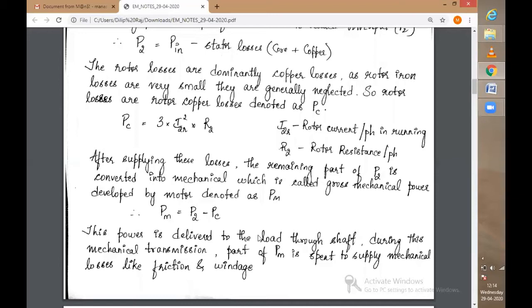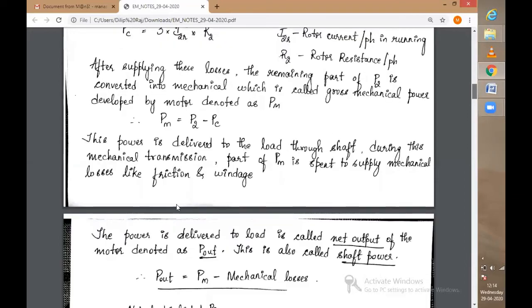During this mechanical transmission, a part of PM is again spent to overcome the mechanical losses like friction and windage losses. The final power which is delivered to the load is called the net output of the motor, represented as P out, or it is also called shaft power or useful power. So P out is given by PM minus mechanical losses. What we give as input to the stator is P in, and what we are getting from the rotor is P out.